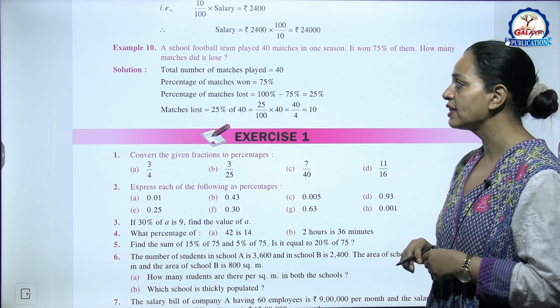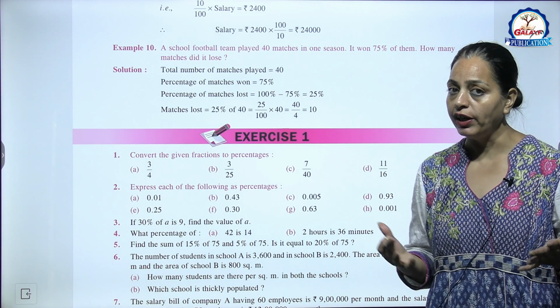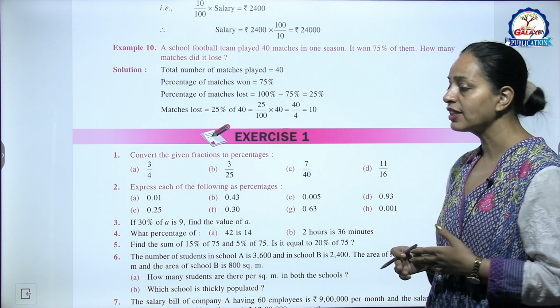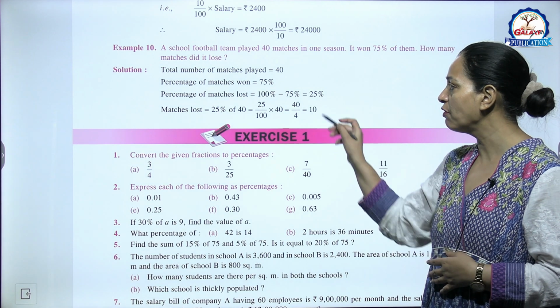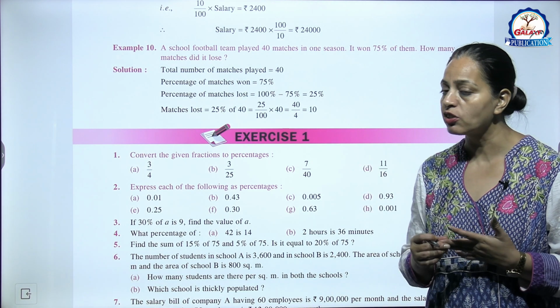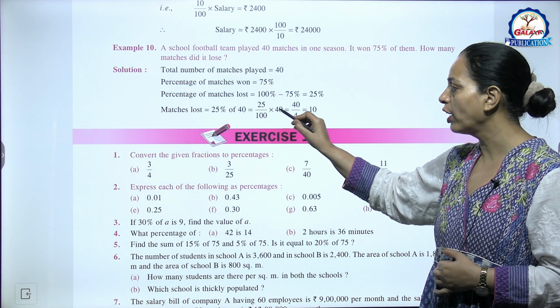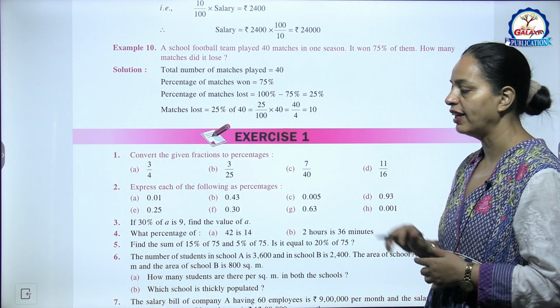How many matches did it lose? So 75% are winning matches. So how many will be losing matches? 100 minus 75 means 25%. And the number of matches lost is 25% of 40. So 25 upon 100 into 40, that is 10, right?